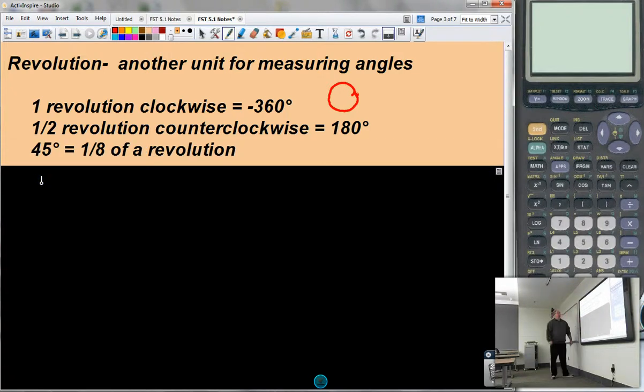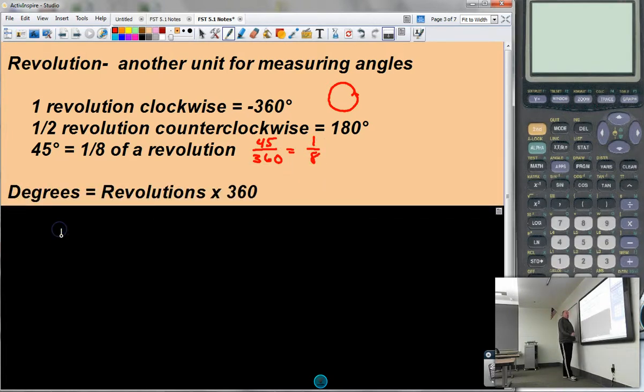45 degrees would be 1/8 of a revolution. Now, obviously, not going over how you get it, but if 1 revolution is 360 degrees, if I have 45 degrees, you simply divide by 360, and that's going to give me 1/8 of a revolution. Okay? So, here's our formulas.